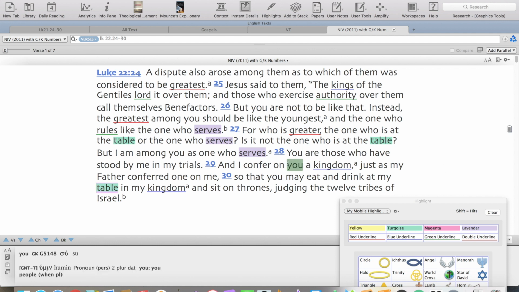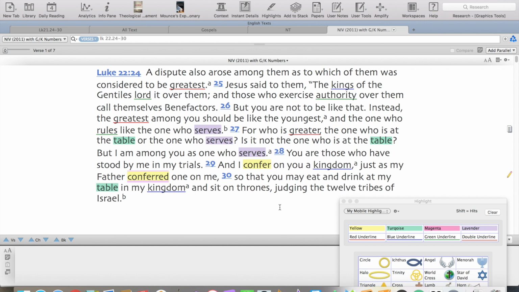Oh, and another word that comes up more than once is confer. So let's have a yellow highlighting for confer and conferred. "I confer on you a kingdom just as my Father conferred one on me." That word there can also be translated covenant. So is that important? Is that a question worth figuring out and answering? We need to think about that.